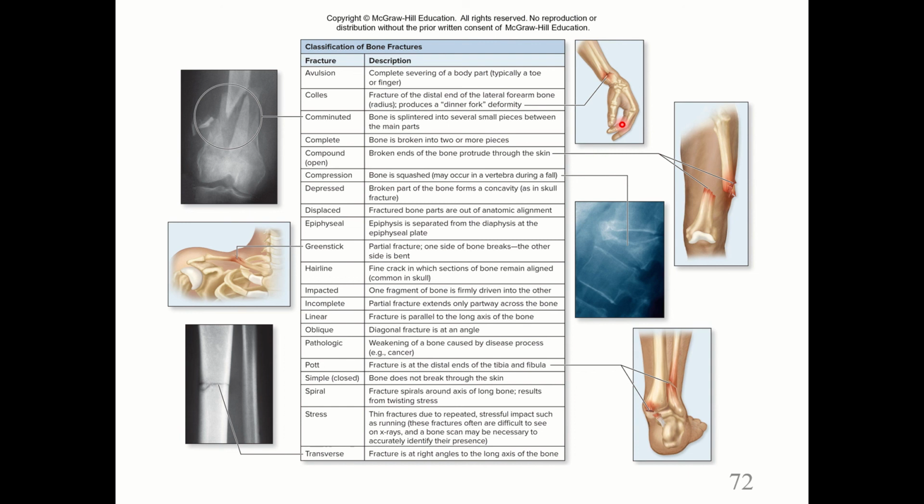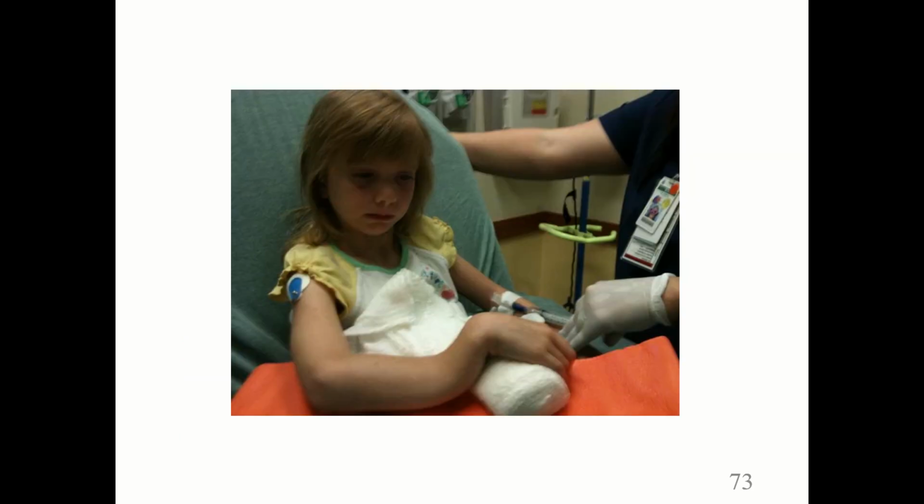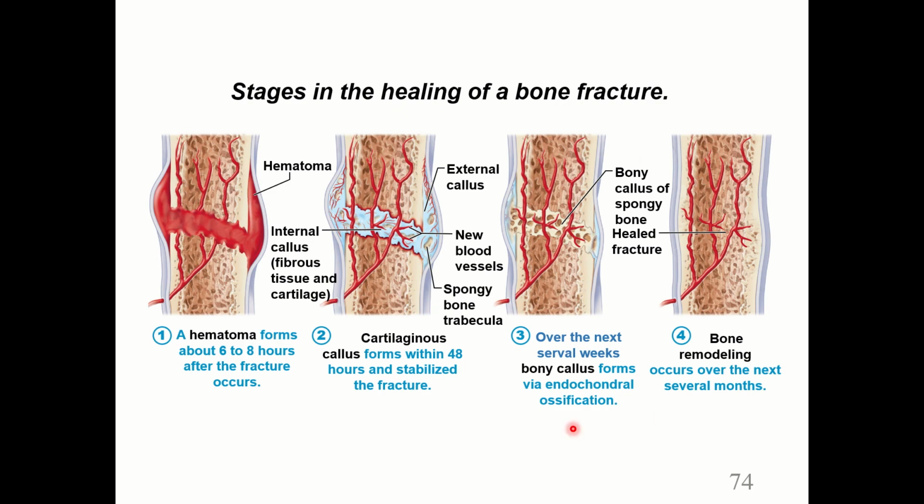So anyway, here we just see all kinds of different bone fractures. But what we need to know for our lecture, a physician's going to have to go in and reset that. So what we need to look at, though, for our lecture is the stages in the healing of a bone fracture. So in step 1, a hematoma will form. And this occurs really rapidly. This is about 6 to 8 hours after the fracture occurs.